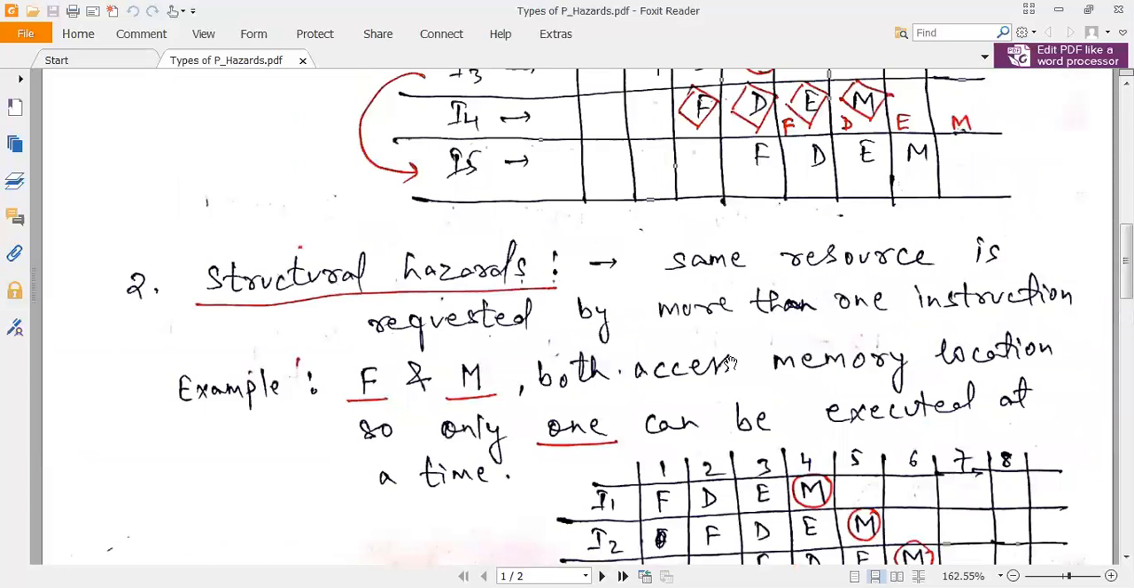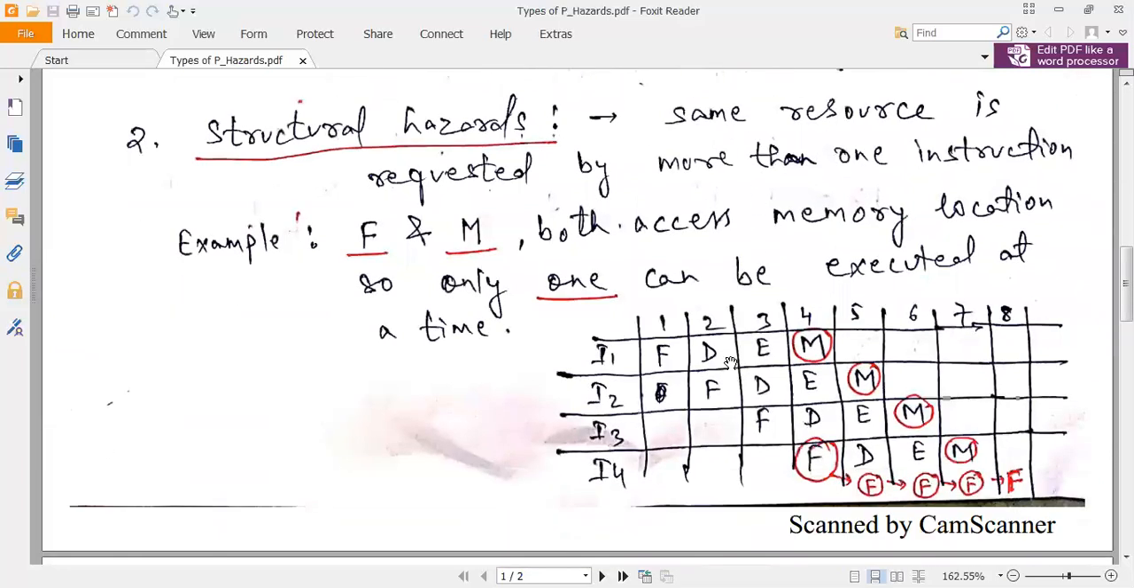The same resource is requested by more than one instruction. M and F, that is the memory location. More than one instruction, that is instruction 1 and instruction 4, want to access the memory. So only one can be accessed at one time.